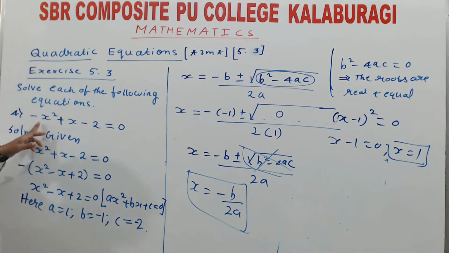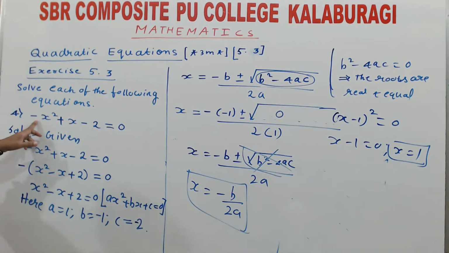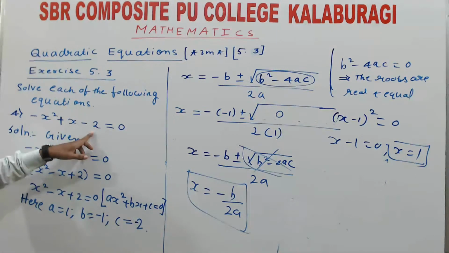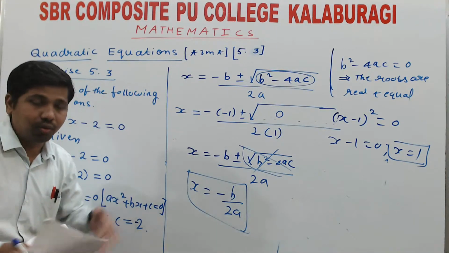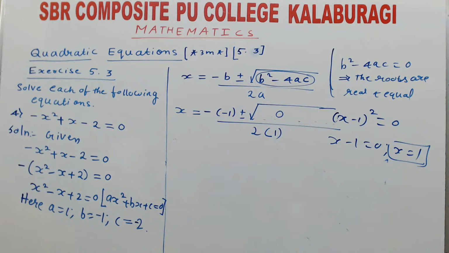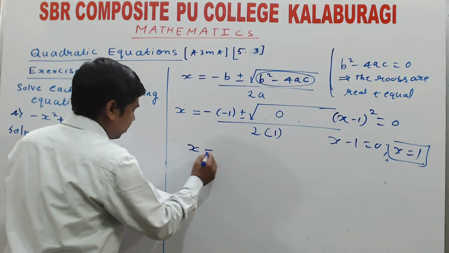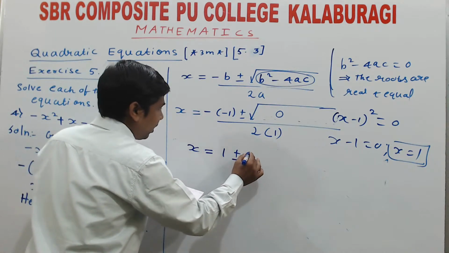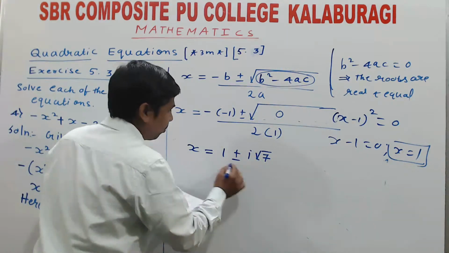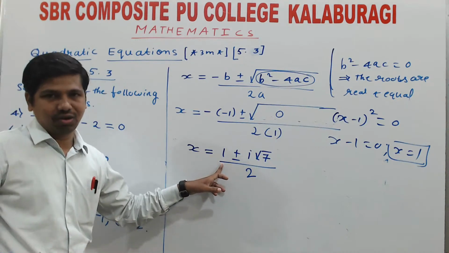Yes, this example you can solve by taking a as minus 1. So you get the same answer only. To avoid confusion, I have just taken minus as common. Even if you take a as minus 1, b as 1, and c as minus 2, then also you get the same answer only. What is the final answer for this fourth one? I am getting 1 plus or minus i root 7 by 2. Even if you take a as minus 1, you get the same answer only, right?